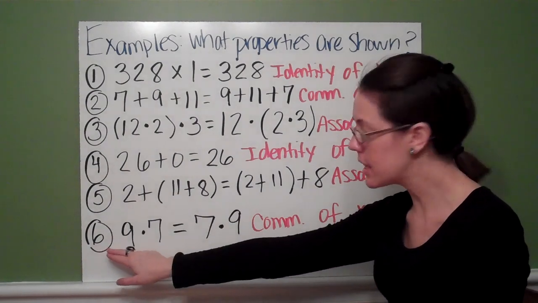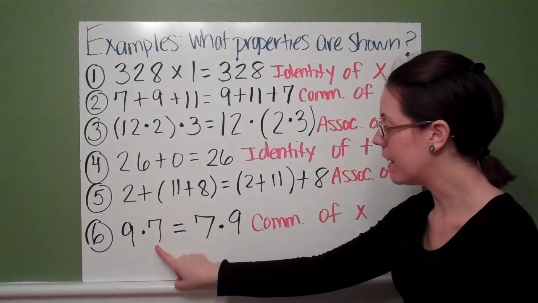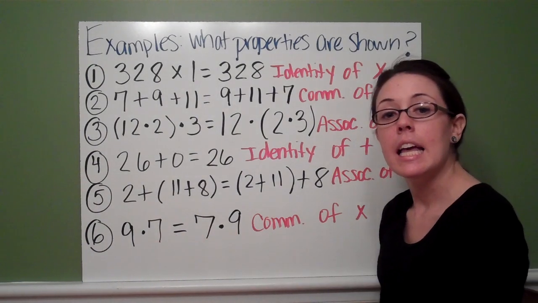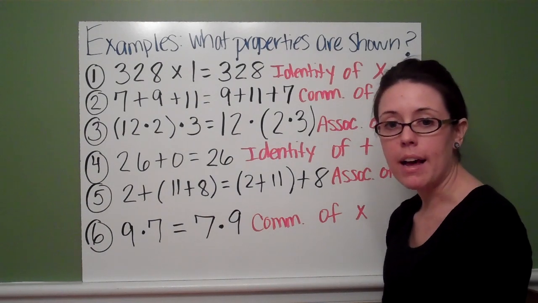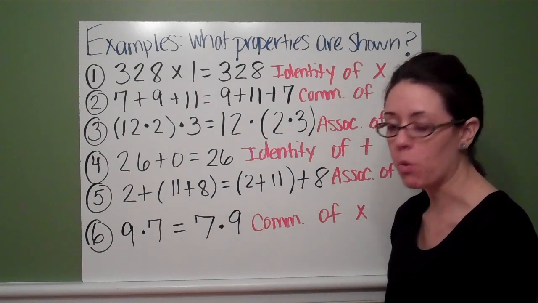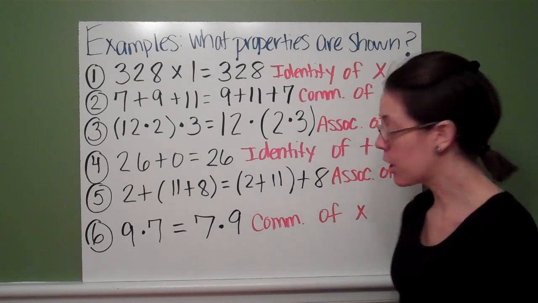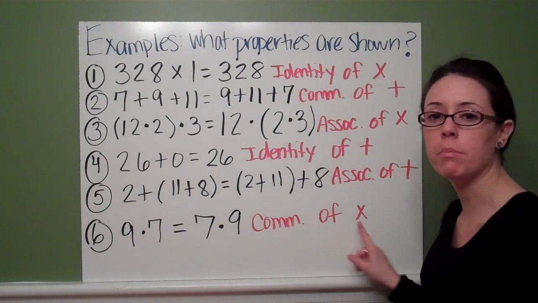Last example number 6. 9 times 7 is equal to 7 times 9. Notice here we are multiplying and the numbers are in different orders. 9 times 7, 7 times 9. This is the commutative property of multiplication.